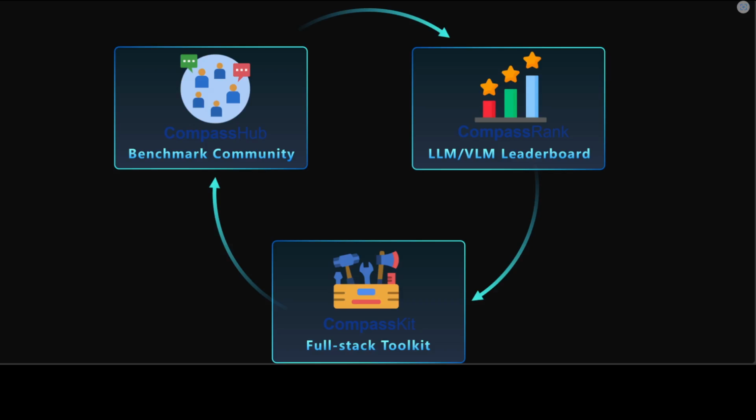And then we have Compass Kit, which is a powerful collection of evaluation toolkits specifically tailored for LLMs and LVMs, which is the large vision models. It provides an extensive set of tools to assess and measure the performance of these complex models effectively.